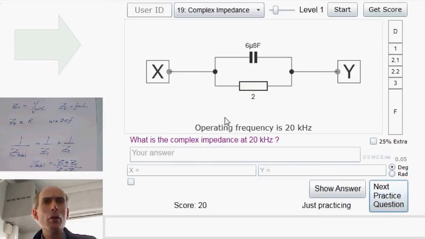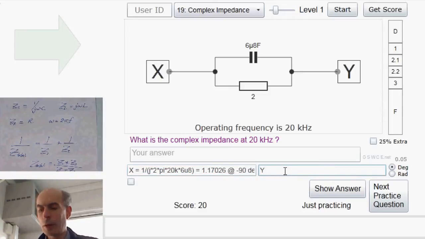Next. Another one with two components in parallel, but I'll show you the other way of doing it using the other formula here, using the X and the Y boxes. Well, in X I could put in a formula for the impedance of the capacitor here, which is 1 over J times 2 pi 20 kilohertz, that would be omega, when the frequency is 20 kilohertz, times 6 mu 8, which is the capacitance, and that will give me the impedance of that capacitor.